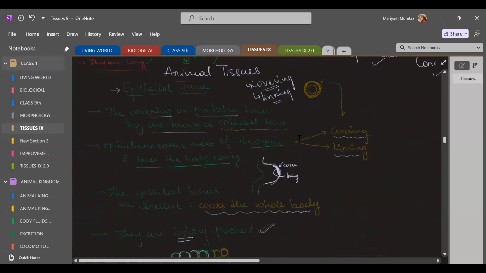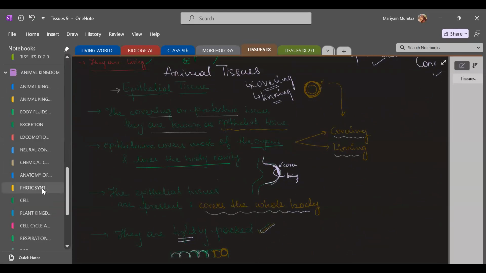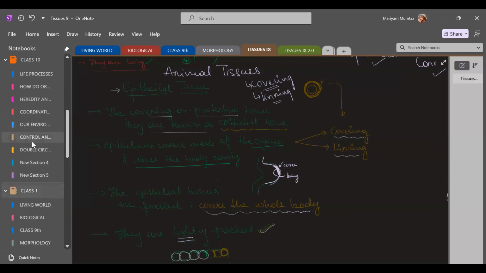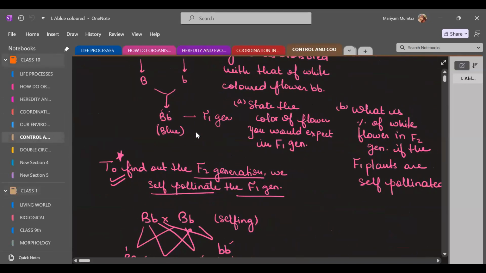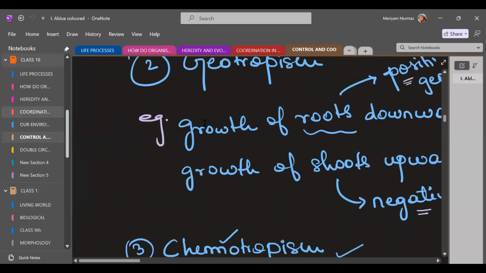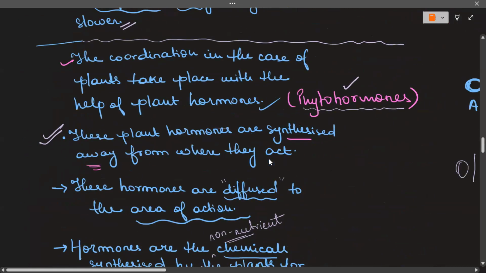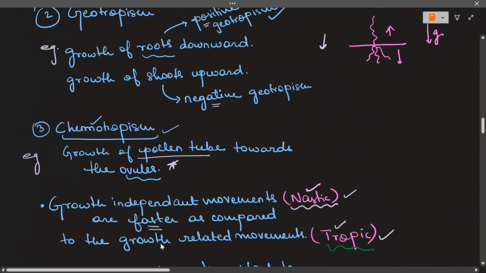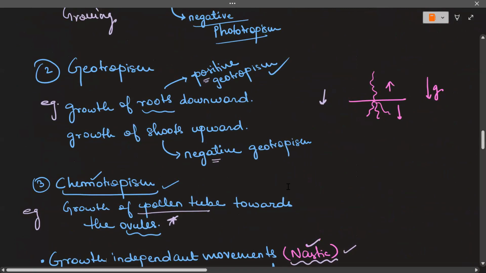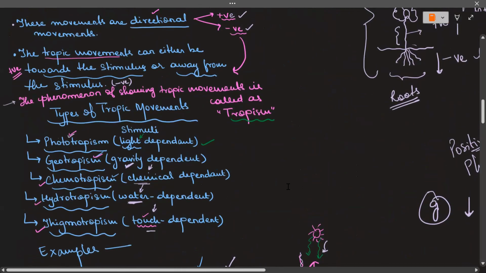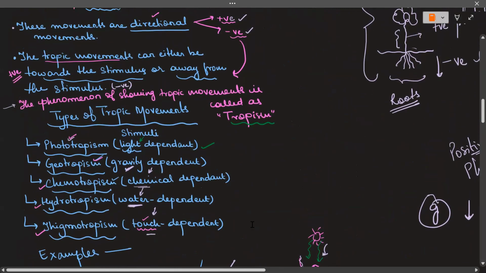Okay, so this much is clear to you all? Any doubts? All right, in the tropic and nastic movement, was everything written down by you all? Did you note down the examples? Yes or no? Yes, ma'am. Did you have any doubts in that? No. Okay, just give me one second, students.